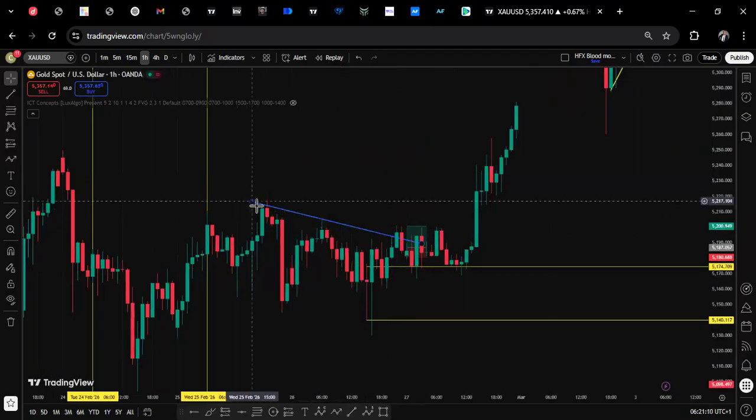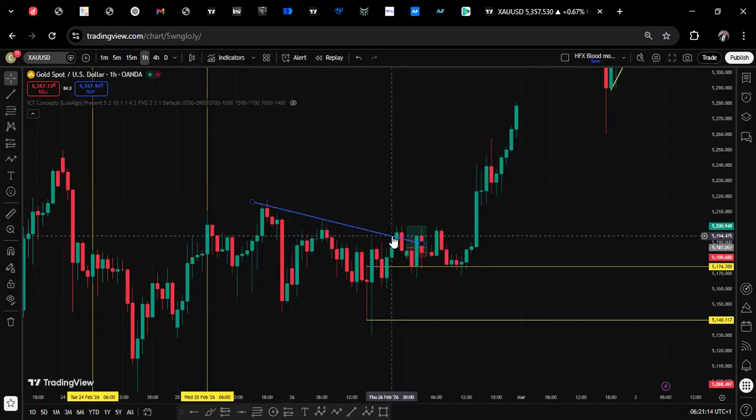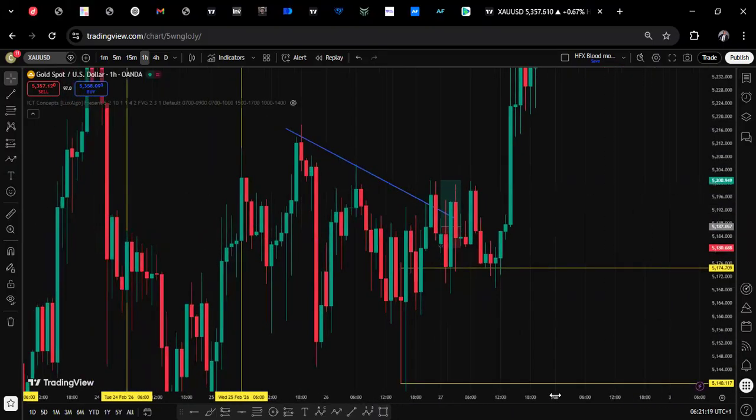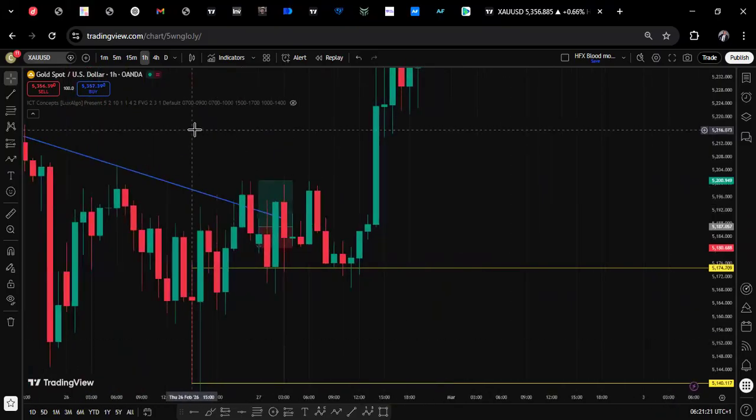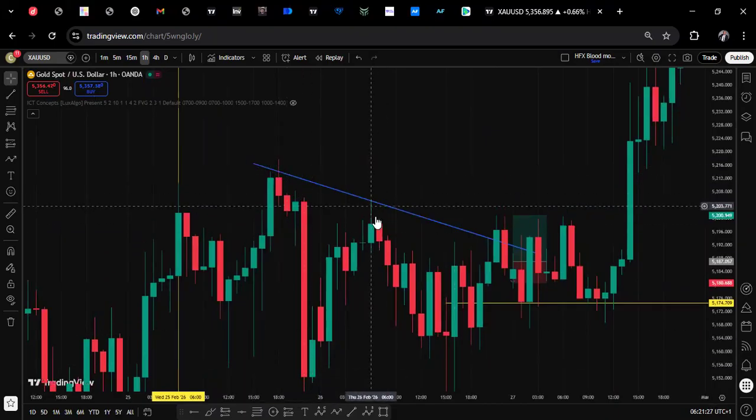So I saw this reaction one, reaction two, and this third one. Let me zoom it out so it will make sense to you. So the rule is simple: if the market keeps rotating the trend line, keep selling. So I saw this one, the market sold well, two, then the third one.